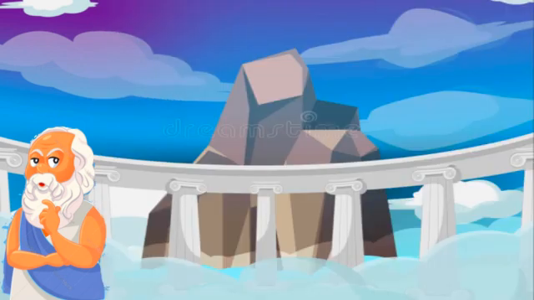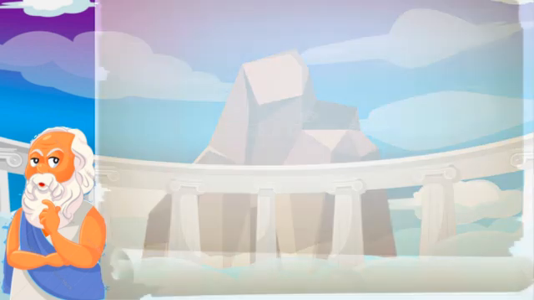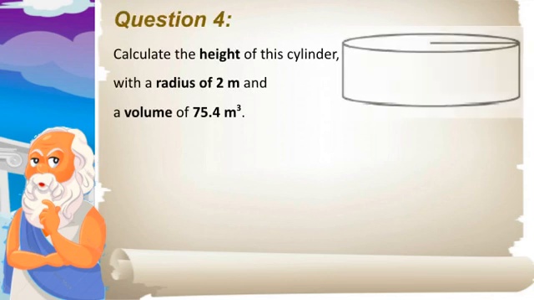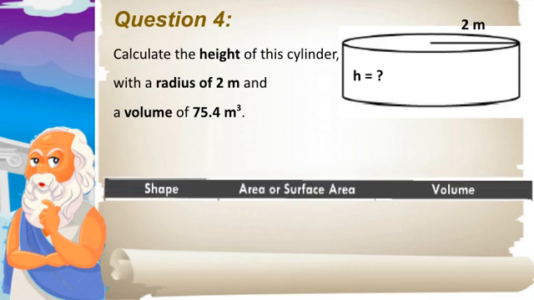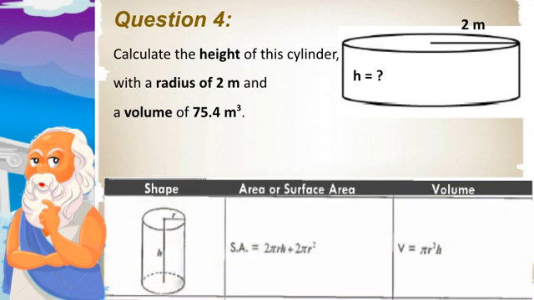Now, let's try a more challenging problem. Here, we are given the volume and radius, and we are asked to calculate the height of this cylinder. Looking at your formula sheet, can you tell me what is the correct formula to use here? That's right. We're again going to use the volume of a cylinder formula, seen here. This is because this formula has all the variables we are interested in.